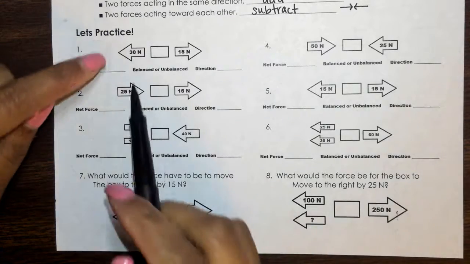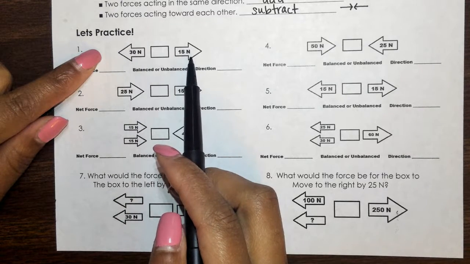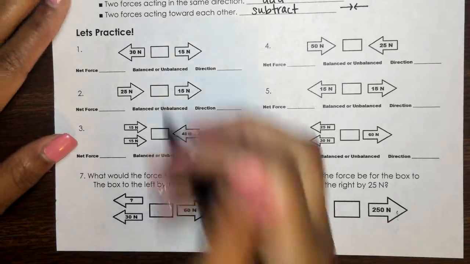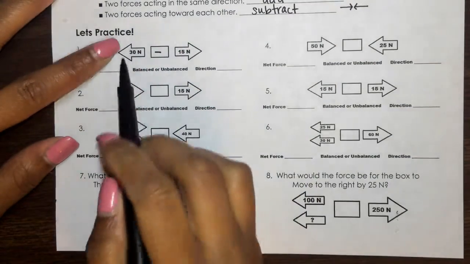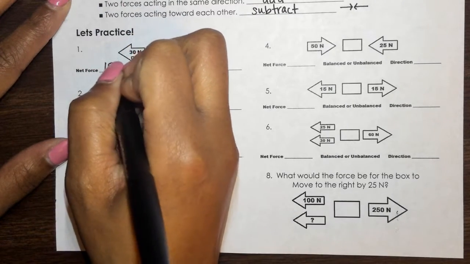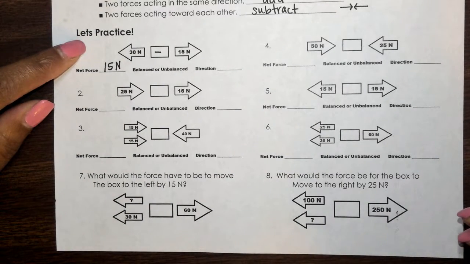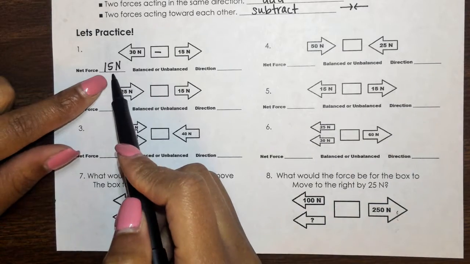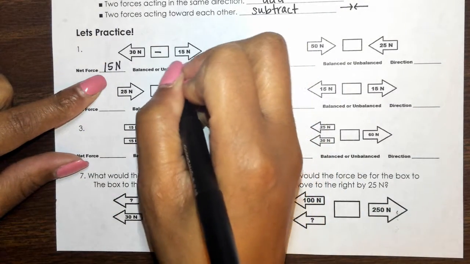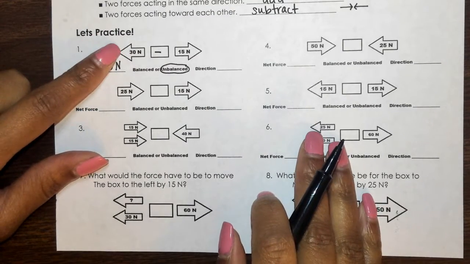All right, 30 newtons to the left and 15 newtons to the right, where these are going opposite. So we have to do what? You should have said subtract. 30 minus 15 is going to be 15 newtons. Did this have any change in movement? Well, it did, because the net force is greater than 0, so this is going to be unbalanced. And it's also going to move towards the bigger force, so it's going to move to the left. And your teacher may want you to write the word.